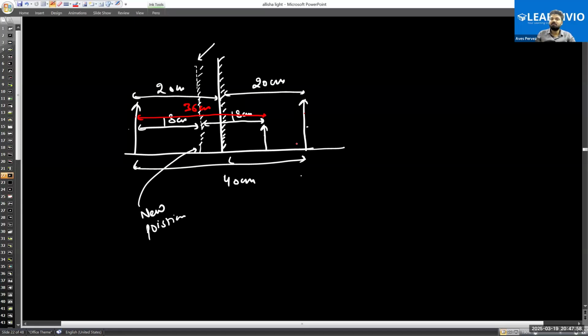Getting a point? Yes, sir. So the distance between this one and this one will be 4 centimeter. It is asking the distance between the image and the object. Got my point? Yes, sir.